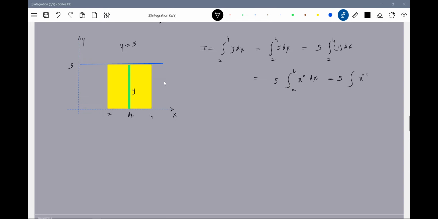Then after integration this will be x to the power of 0 plus 1, over 0 plus 1, from 2 to 4. Okay, this will be 5 into x by 1, from 2 to 4. This is 10. So I think it's quite good, no?